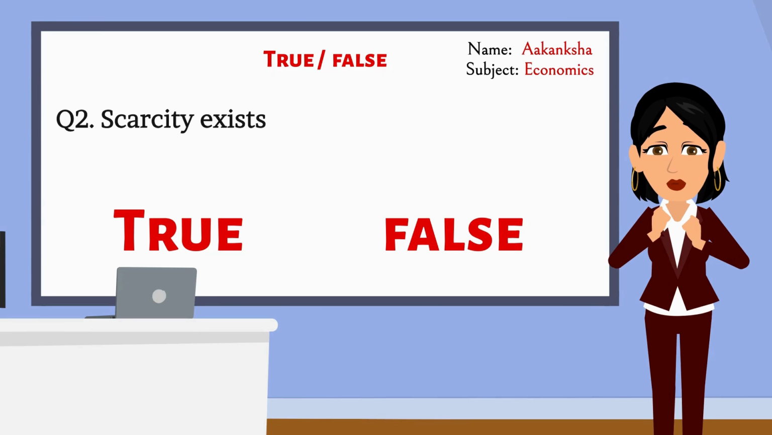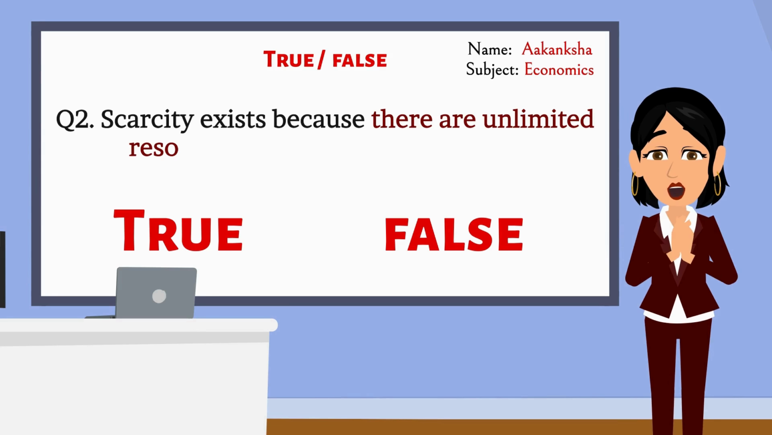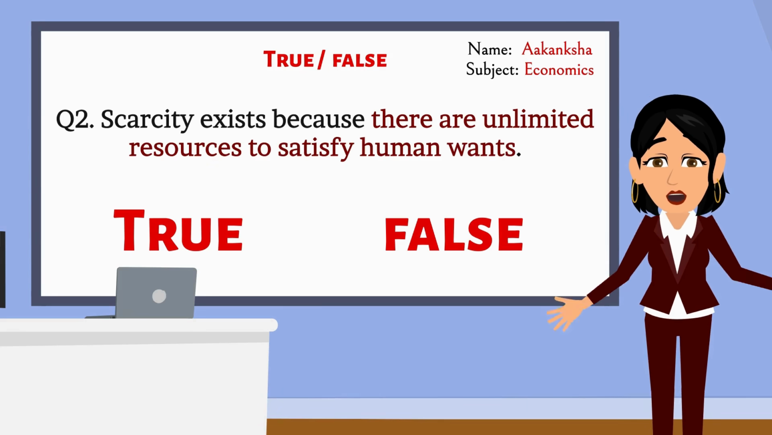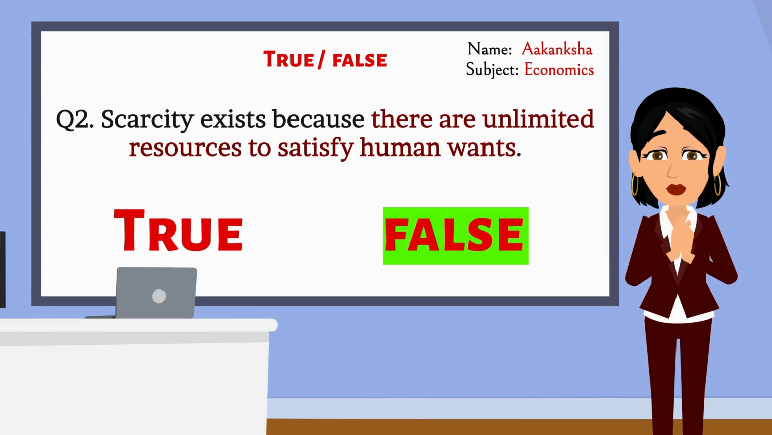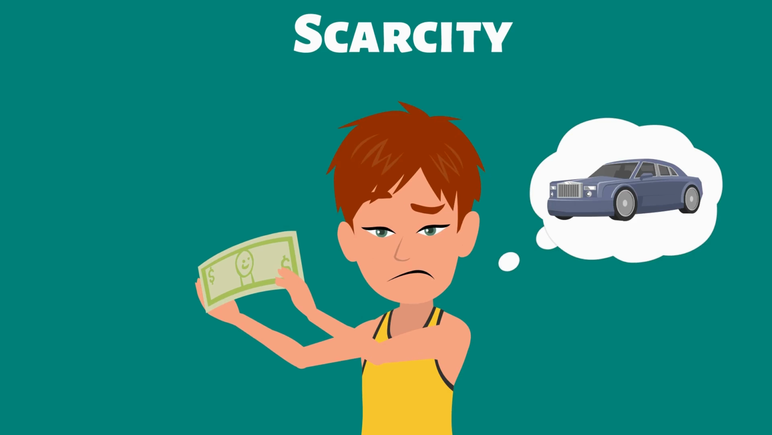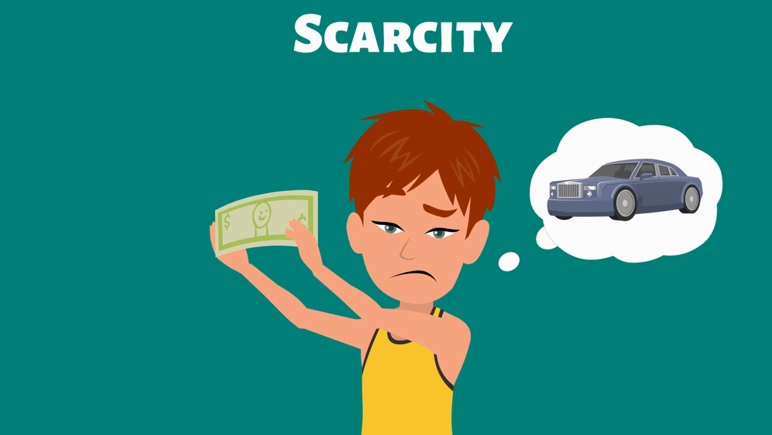Next question. Scarcity exists because there are unlimited resources to satisfy human wants. True or false? False, ma'am. That's right, Bushra. Why is it false? Scarcity happens because resources are limited, but human wants are unlimited. That's why we need to make choices.